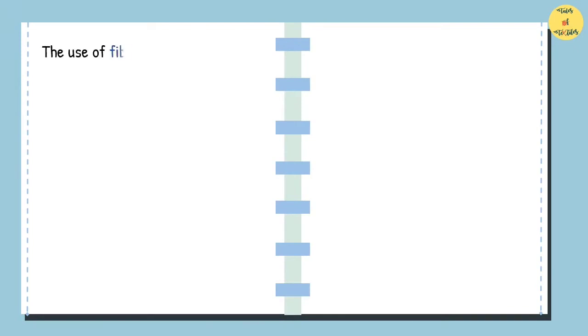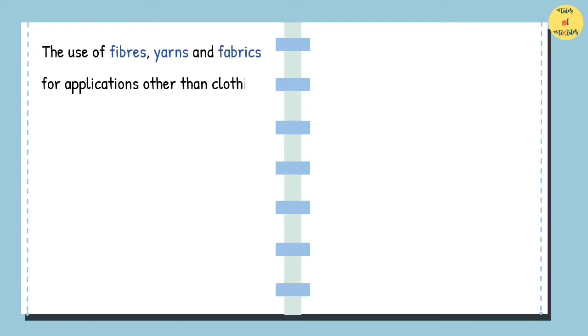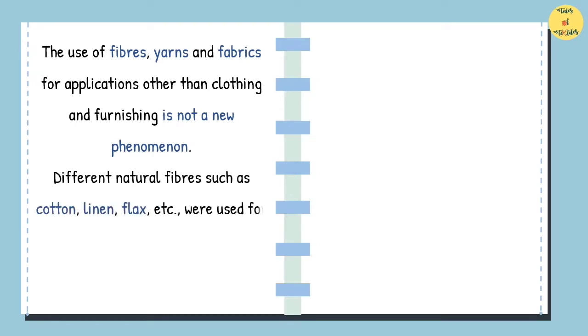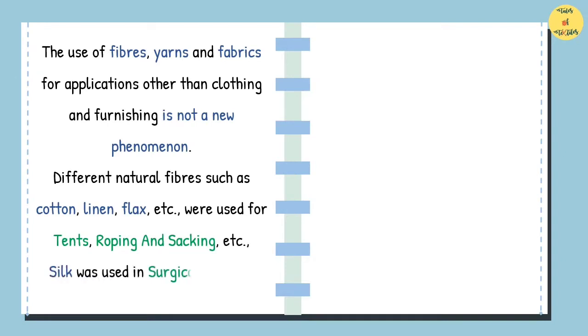The use of fibers, yarns, and fabrics for applications other than clothing and furnishing is not a new phenomenon. Different natural fibers such as cotton, linen, flax, etc., were used for tents, roping and sacking, etc. Silk was used in surgical sutures.